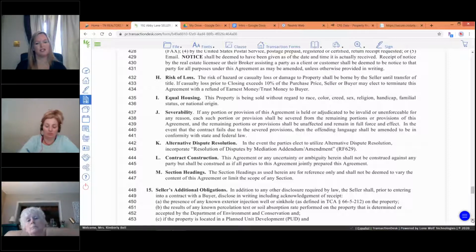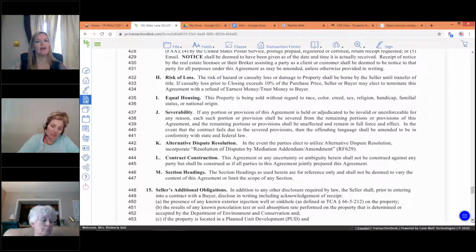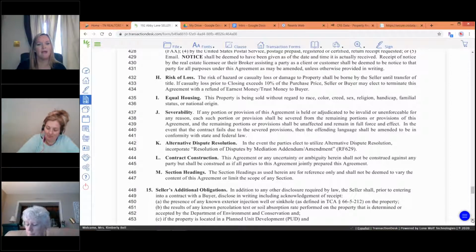So when people say, well, this is what it says, and you say, well, this is what it says, you should be saying, we're in this together. Let's try to make this work. Especially in times like now when everybody is so on edge. 446 section headings. They're here, they're just references. What is in it is what matters.